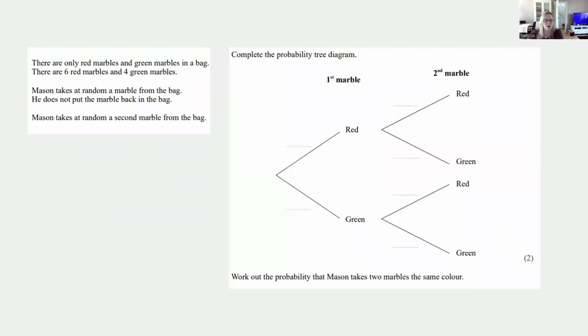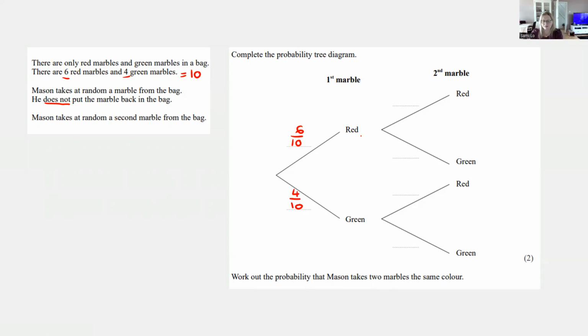So this is the example. We've got Mason, and he's taking a marble from the bag and then he does not put it back. And it should tell you there that he's not going to put it back. So when we see a question like this, first thing we're going to do is work out how many marbles we've got in total. So we've got 6 marbles and 4, so that gives us 10 marbles. So the first things are going to be out of 10. And then he's got 6 red and 4 green.